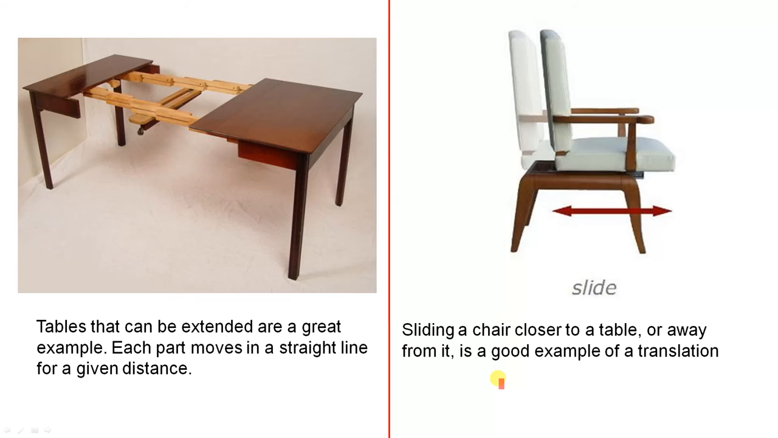Sliding a chair closer to a table or away from it is a good example of a translation. And we see that quite often when we sit down to eat or we see people at a restaurant. They either slide their chair away from the table or they slide it closer, assuming that the chair travels in a straight line. So they're just very basic examples of translations in real life.